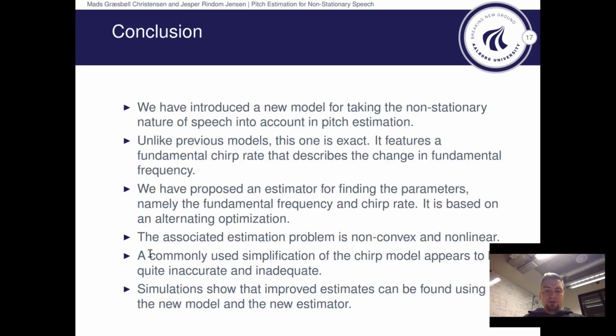We've also seen that a commonly used simplification of the chirp model appears to be quite inaccurate and inadequate. And as you've seen, simulations show that we can get improved parameter estimates with this, and we can also get a better model because it fits the signals better.